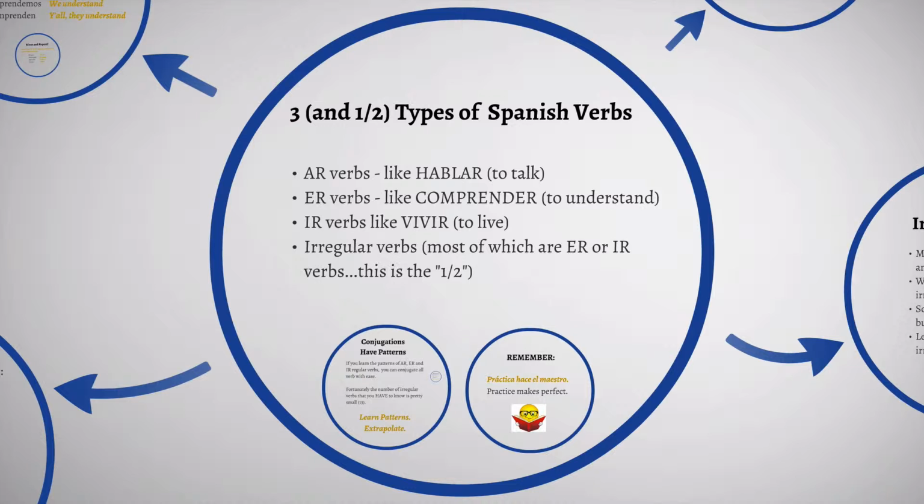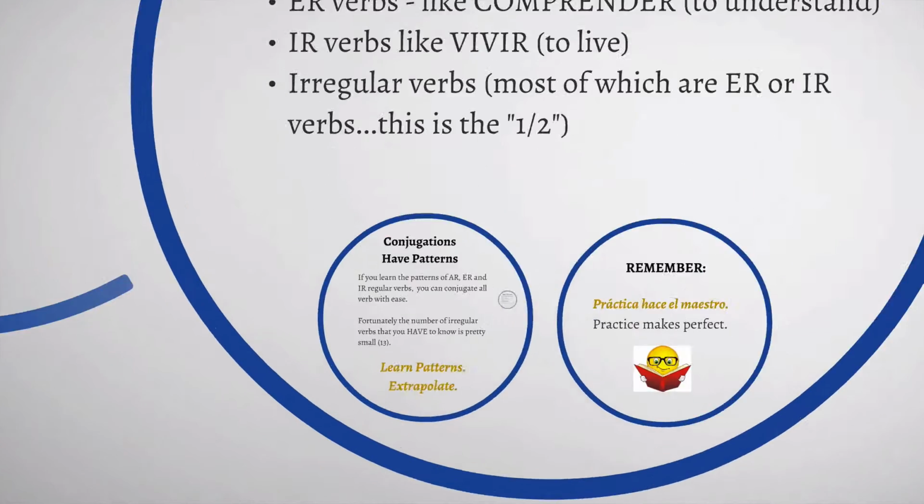Now I say that there's an extra half type of Spanish verbs because that includes the idea of the irregular verb. Regular versus irregular when it comes to verbs really simply means that one type, the regular type, is consistent in the way that it conjugates. Irregular verbs don't follow that pattern, and most of the time the way they depart from that pattern is made evident in the first person, or yo. So irregular verbs have their own patterns within their conjugations, but they're a little bit different from regular verbs.